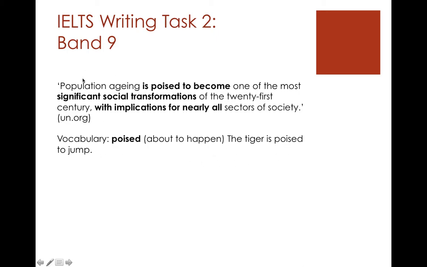So we have the population aging is poised, or about to happen, poised to become one of the most significant social transformations. It just means change, social change. This means important, of the 21st century. Now we have this comma with implications for. Now this phrase you can use in your essays. With implications for somebody. And here in this case, we have nearly all sectors of society.